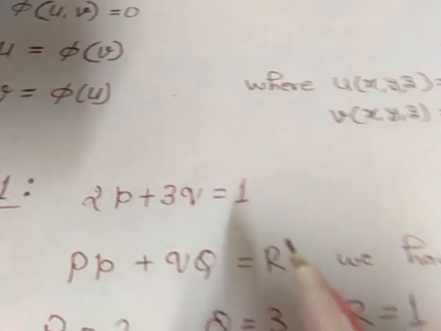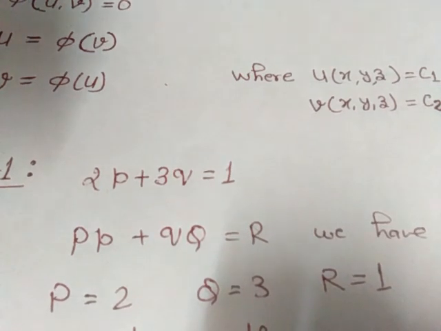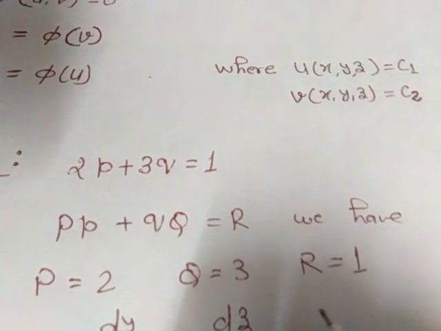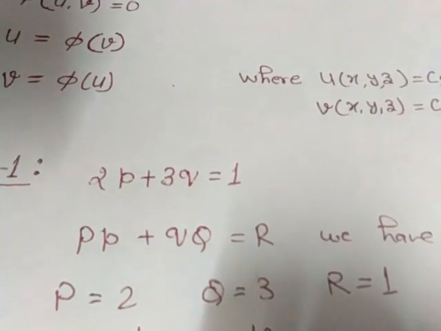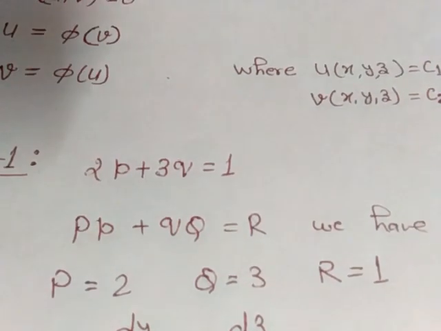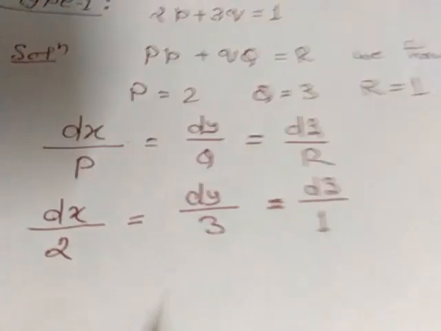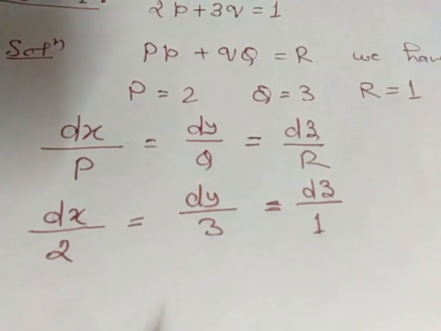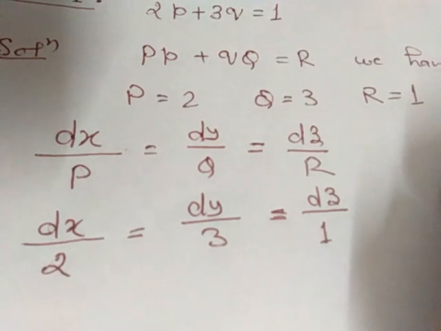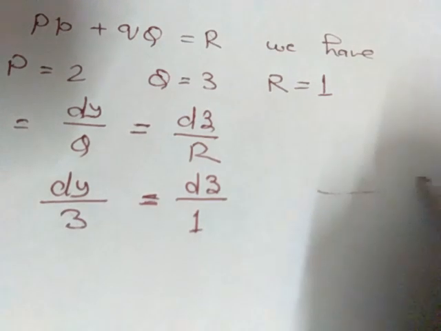Let us select the equation 2p + 3q = 1. Now compare this equation with the given partial differential equation Pp + Qq = R. We obtain capital P = 2, capital Q = 3 and capital R = 1. Now we put these values in Lagrange's auxiliary equations, dx upon P, dy upon Q, dz upon R. On putting the values of P, Q, R, we obtain dx by 2 = dy by 3 = dz upon 1. Call this equation 2.